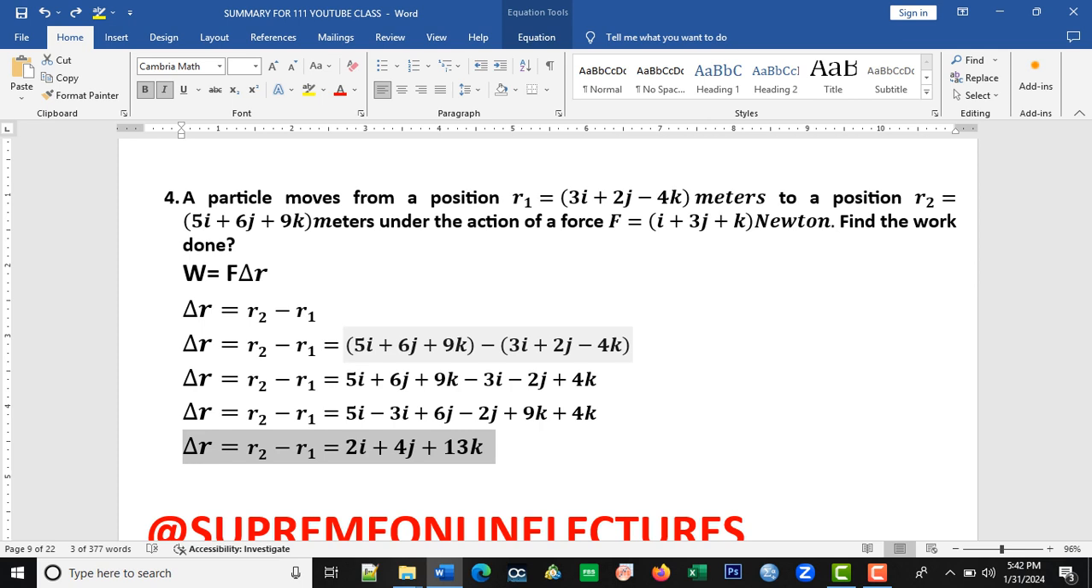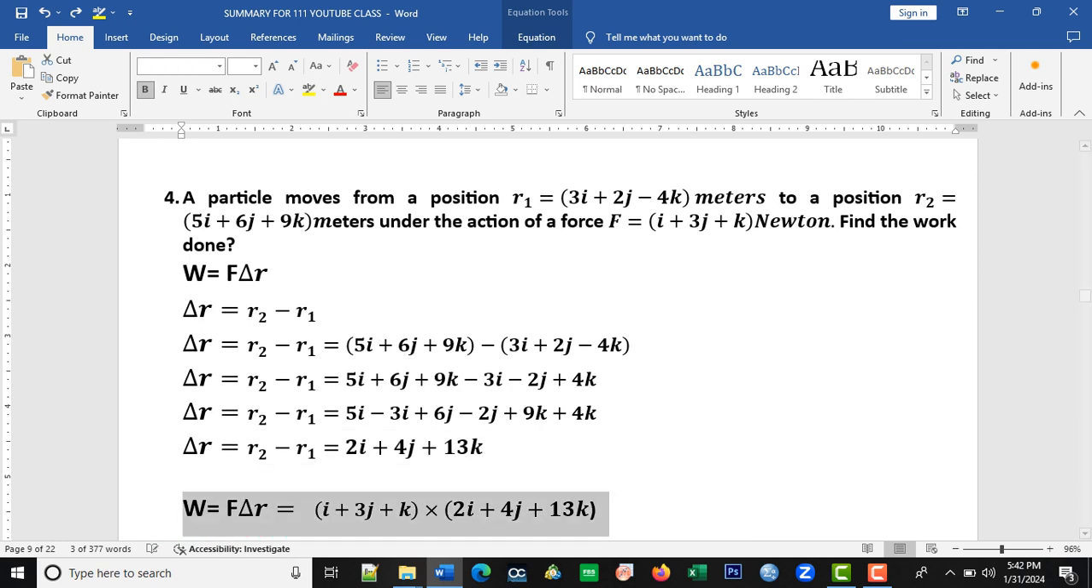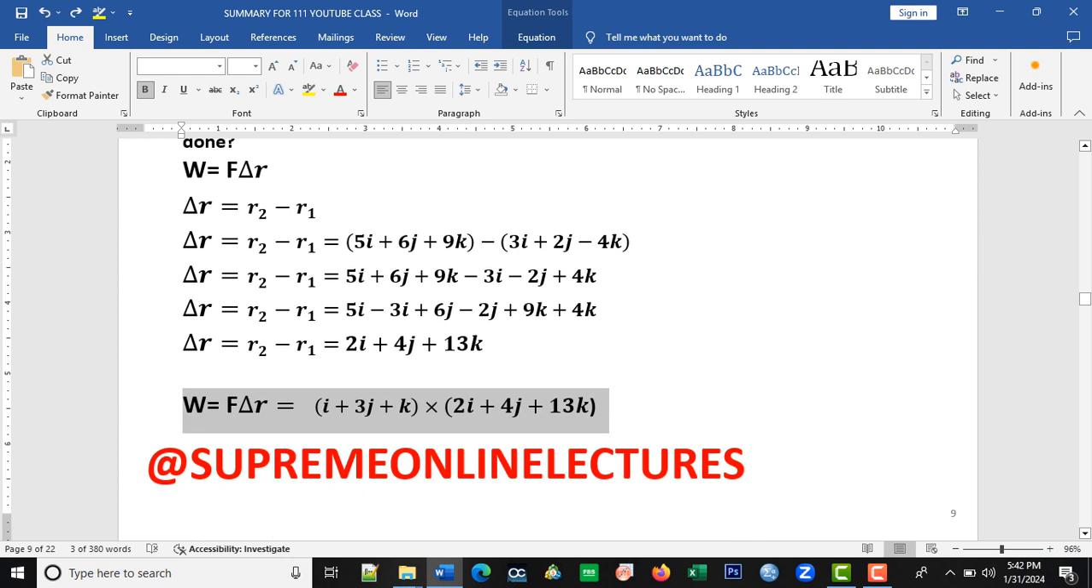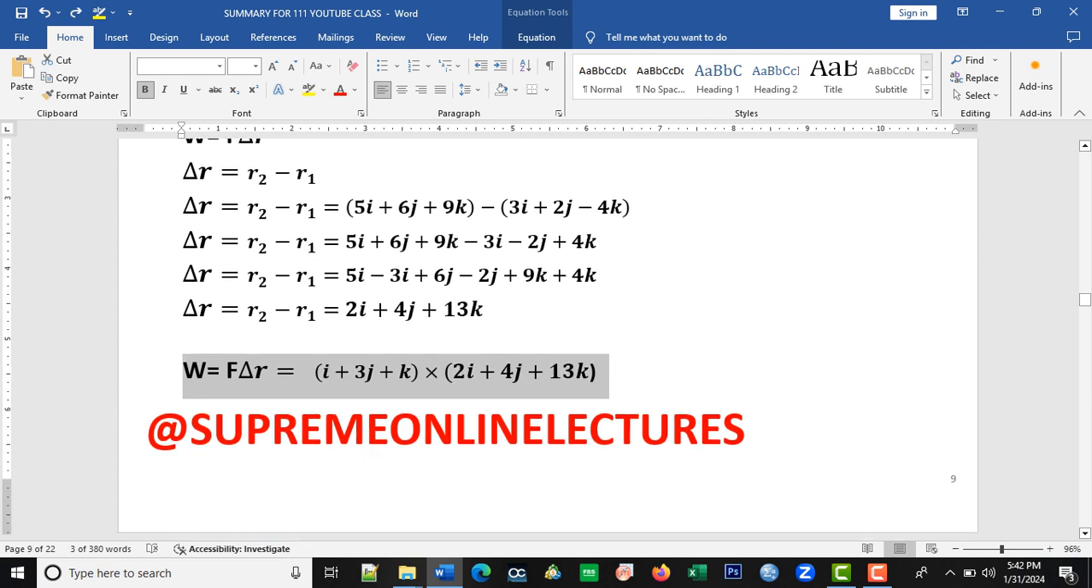The F was given, so we are going to apply the expression W equals F dot change in r. The F was given to be i plus 3j plus k. Look at it up here. So when we now multiply it with the change in r, we have a new expression: W equals F dot change in r, okay, so i plus 3j plus k times 2i plus 4j plus 13k.